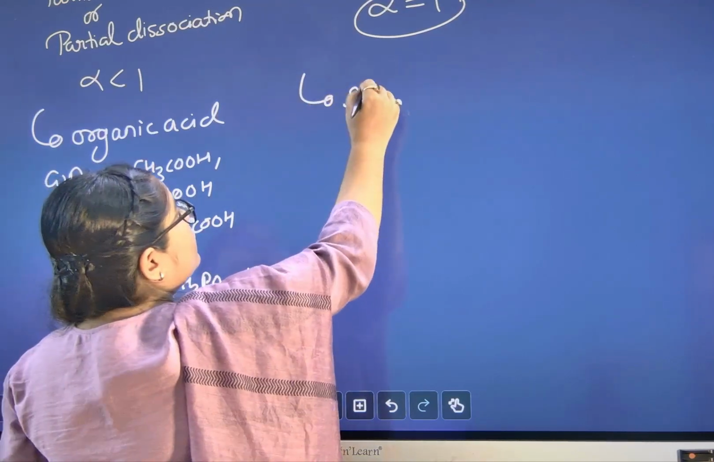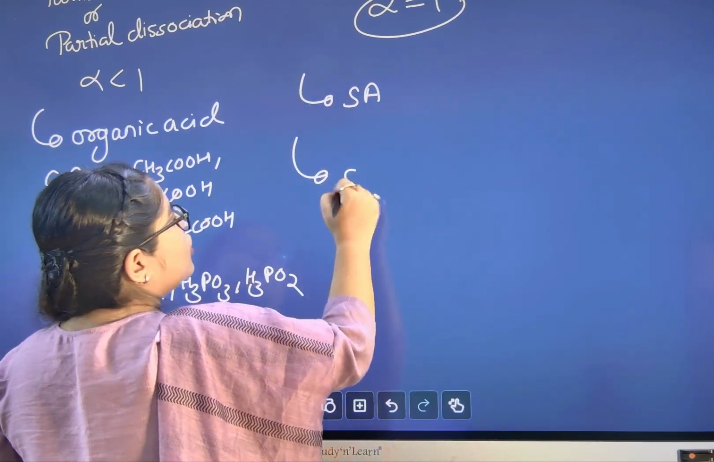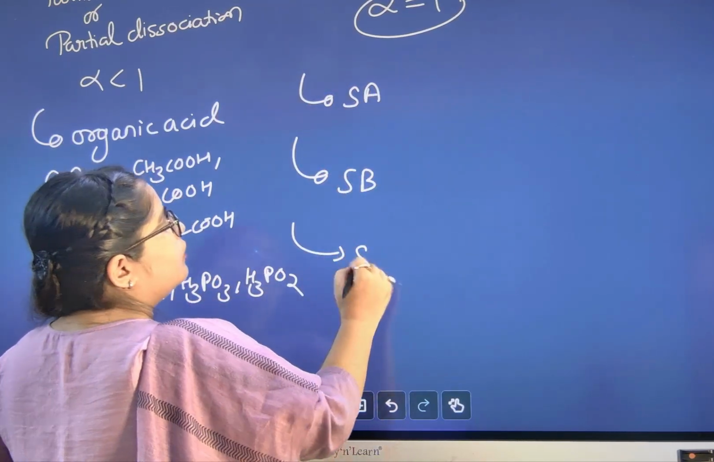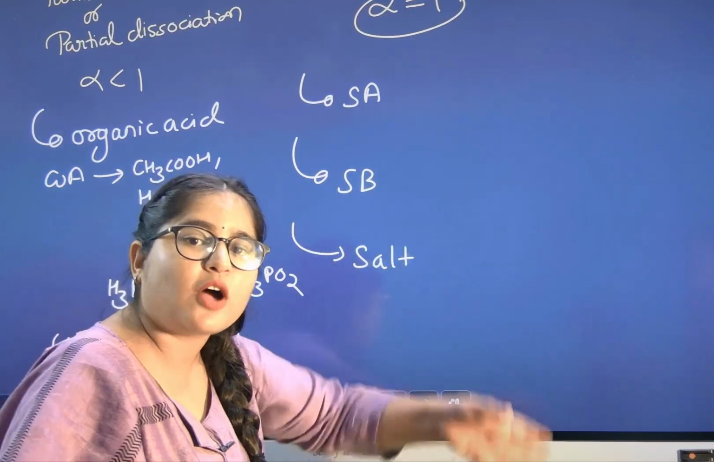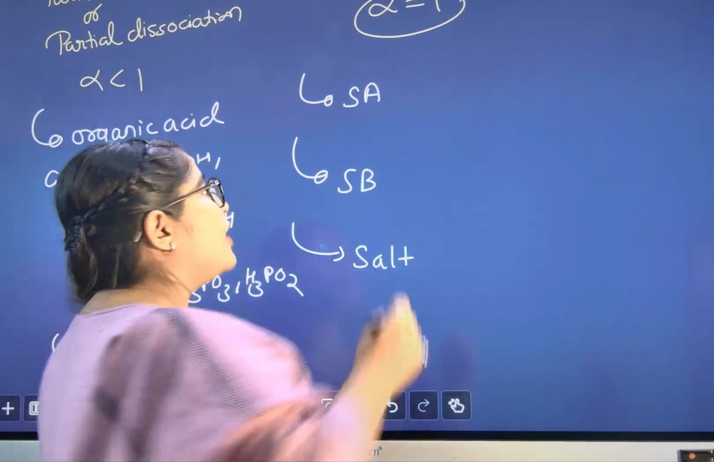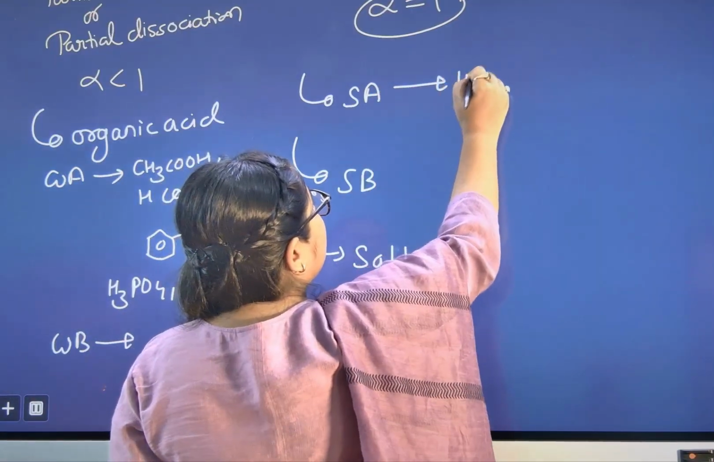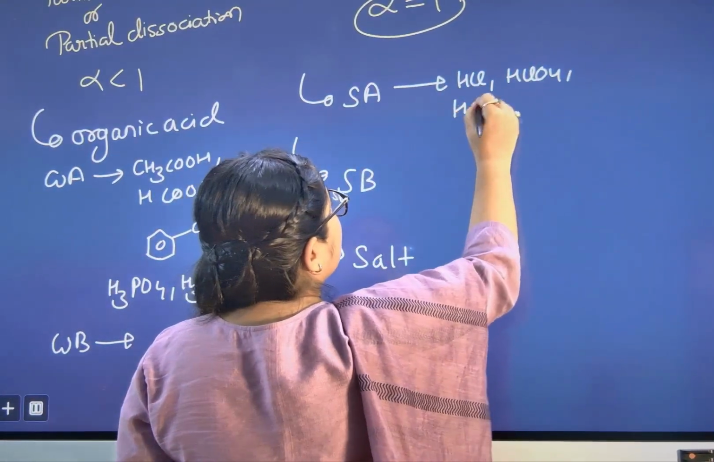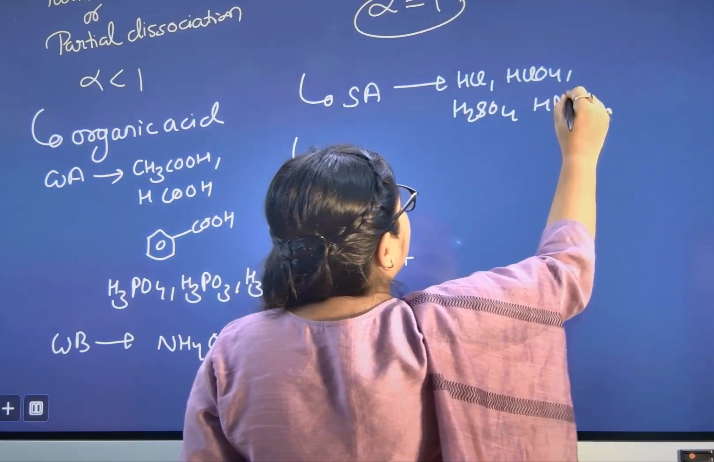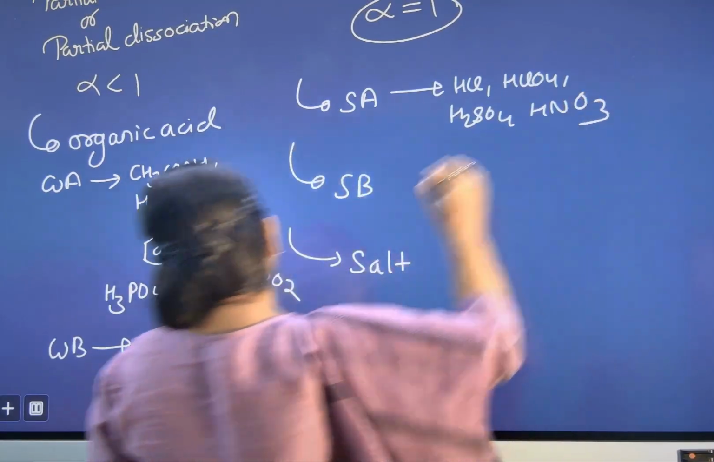So strong electrolytes: strong acid, strong base and salt. What are the examples of the strong electrolyte? Strong acid, strong base and salt. Strong acid examples will be like HCl, HClO4, H2SO4, HNO3. Okay, these are very important here.